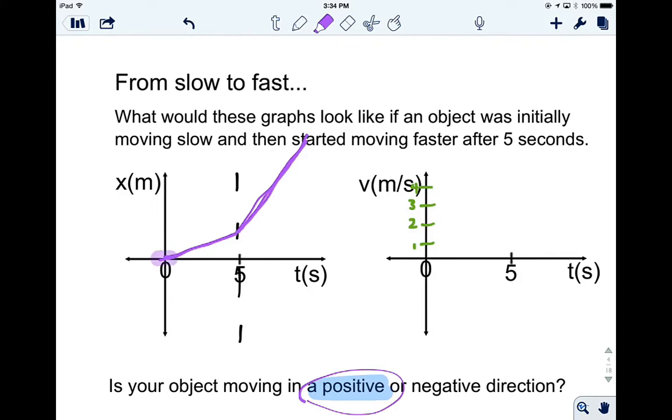And as we do that, you'll see that you start to get a curvy appearance. It starts to get curvy as you see that your slope goes from shallow to more and more vertical. In other words, more vertical or more steep for your slope means it's getting faster.